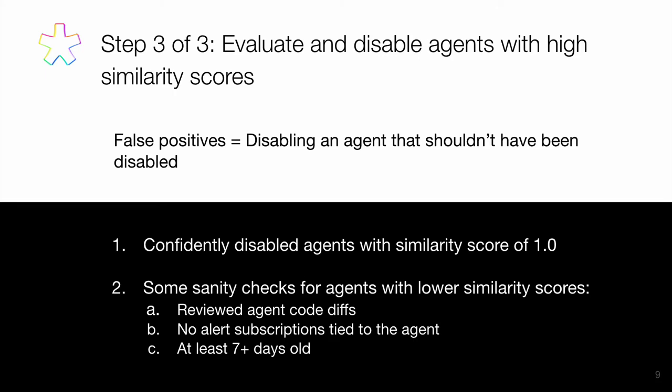So for lower similarity scores, we did several sanity checks. First, we reviewed agent code diffs. We also used other data signals. For example, we made sure there were no subscriptions tied to an agent, and the agents were at least 7 days old to allow developers to validate the deployment and explore the alerts.